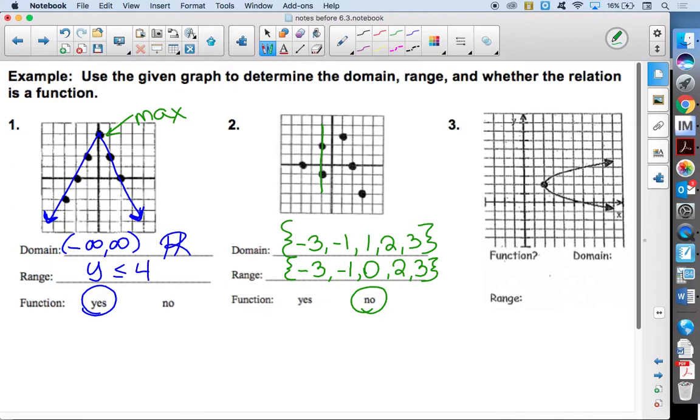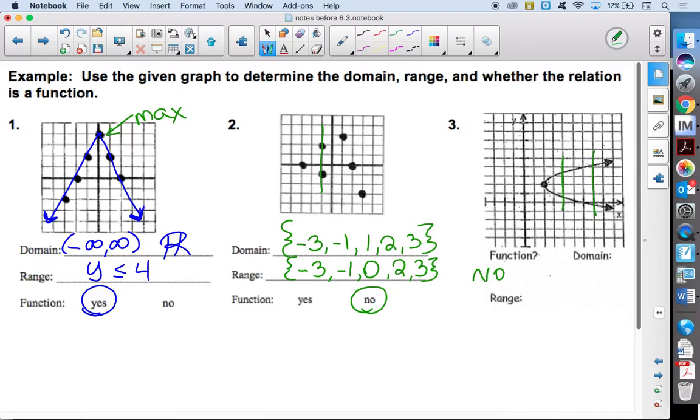The third one here looks like maybe it could have been a parabola that got lazy and it wanted to take a nap and fell over. Caitlin, is the third one a function? No? Why not? Yeah, it doesn't pass the vertical line test.